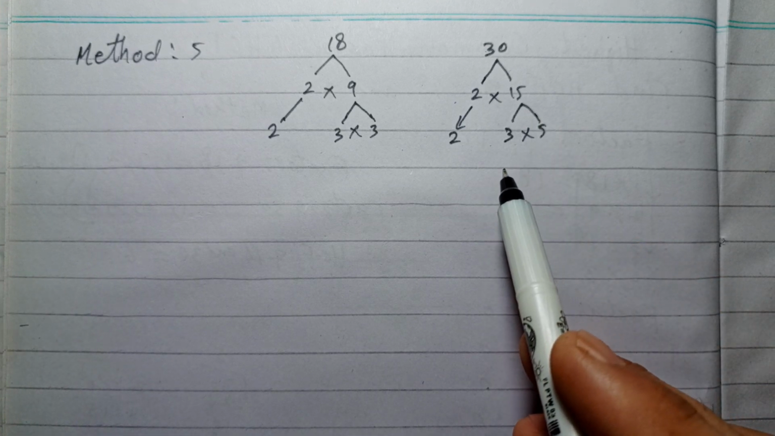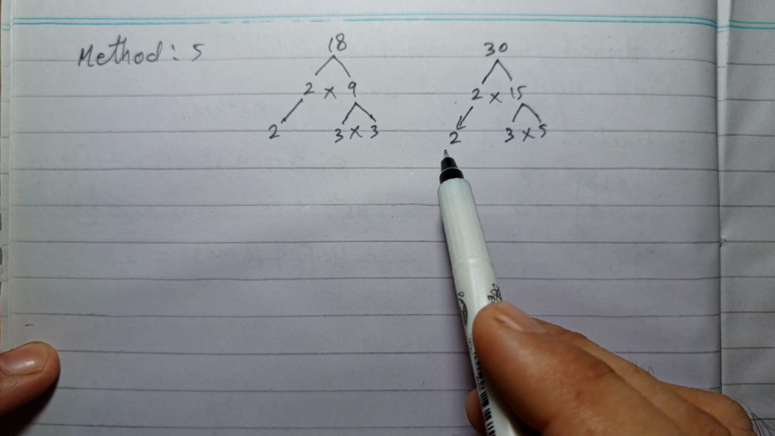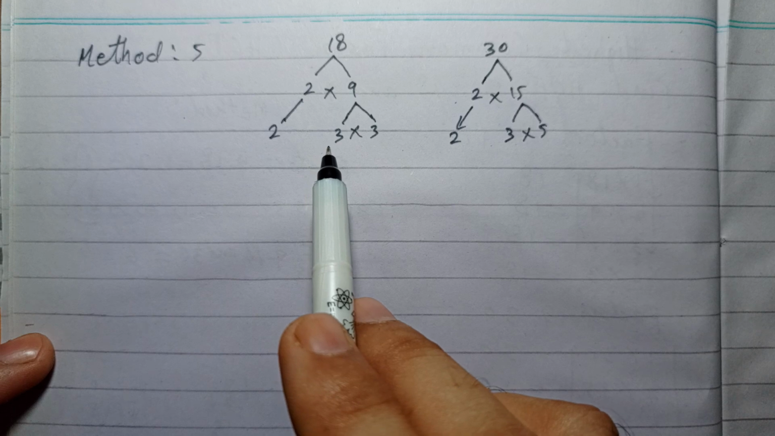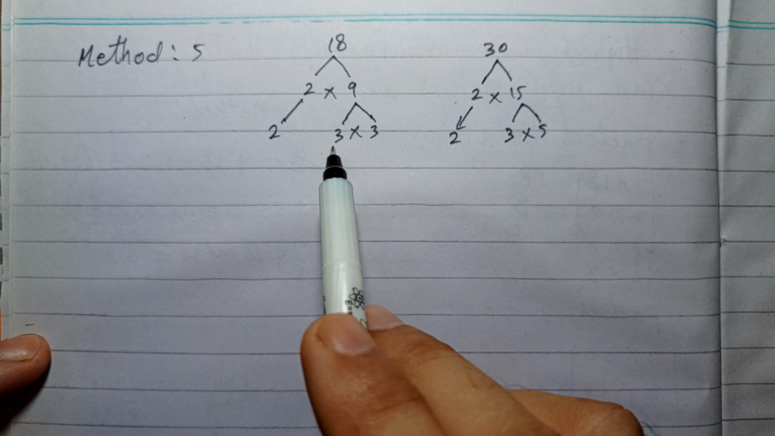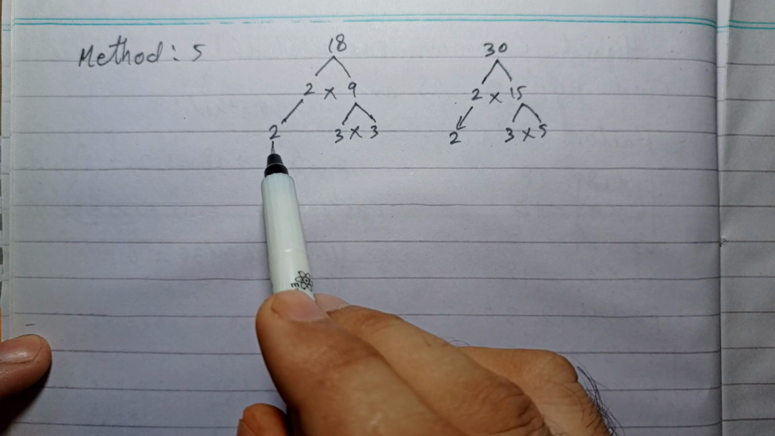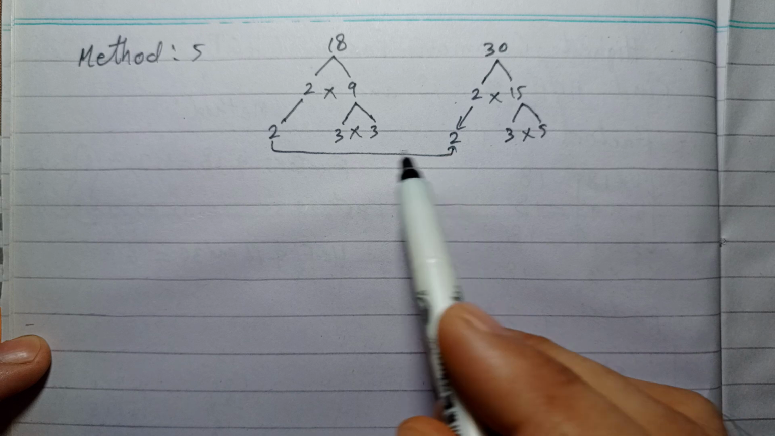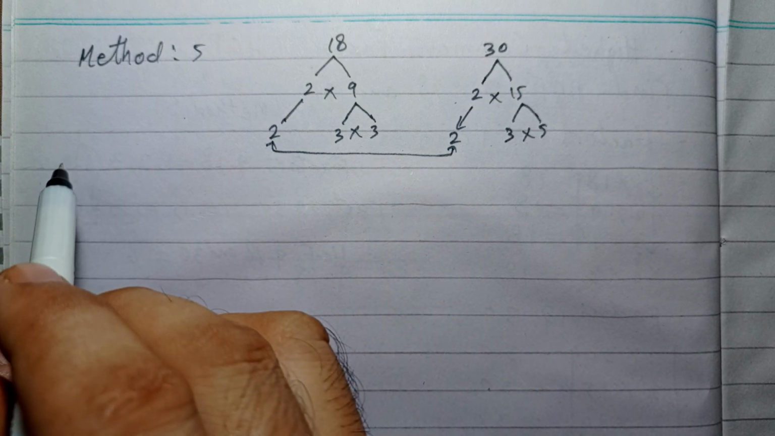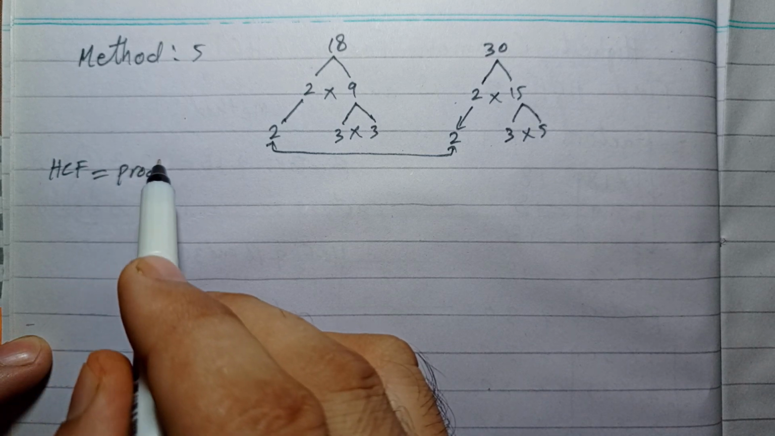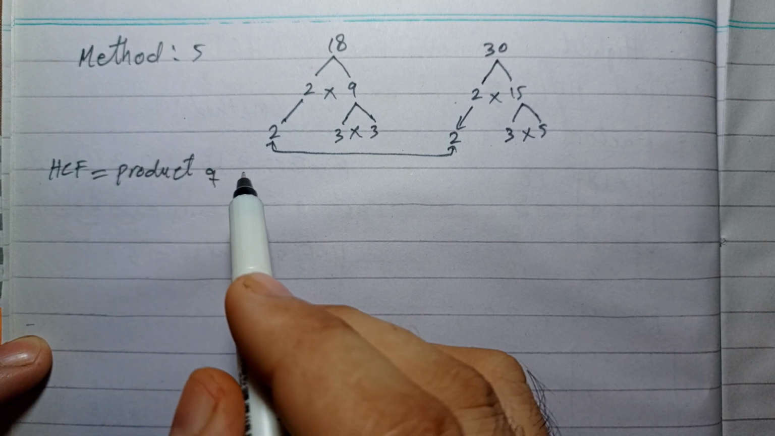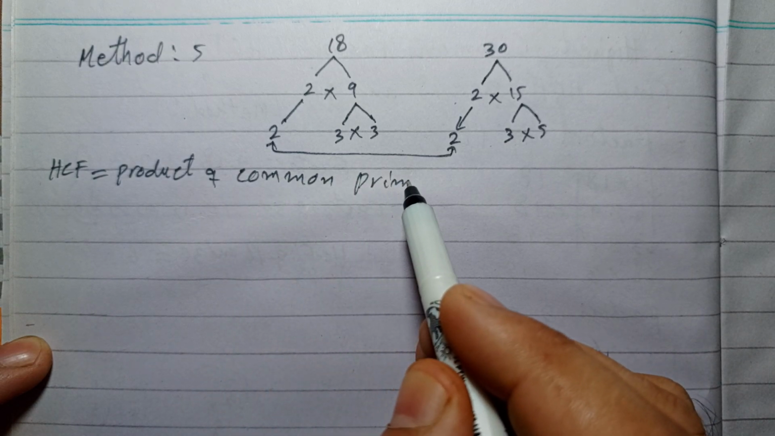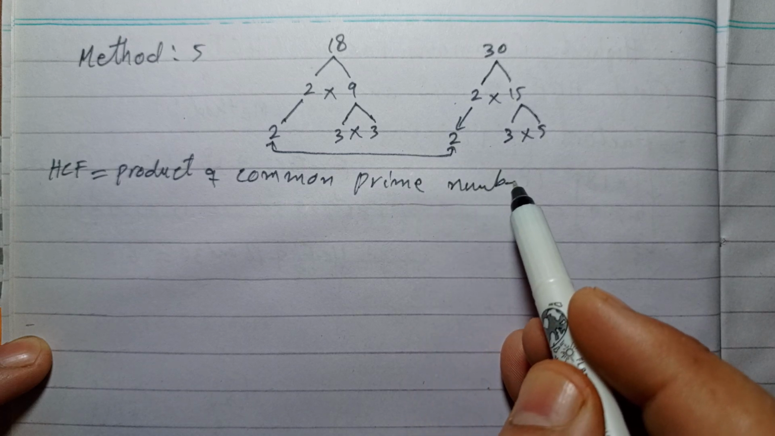Now you see here that these are the lowest prime numbers which can give us 30 and 18 as well. Now take the common ones from these prime numbers, and you will get the HCF. See here, these two are common in both. HCF is equal to the product of common prime numbers.